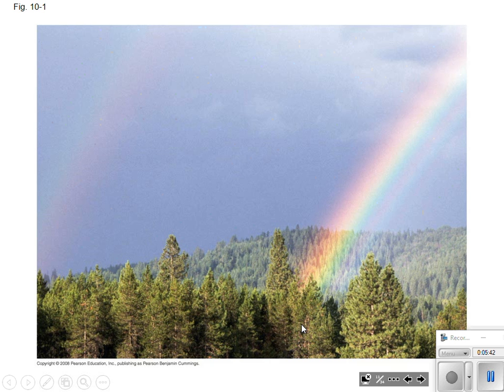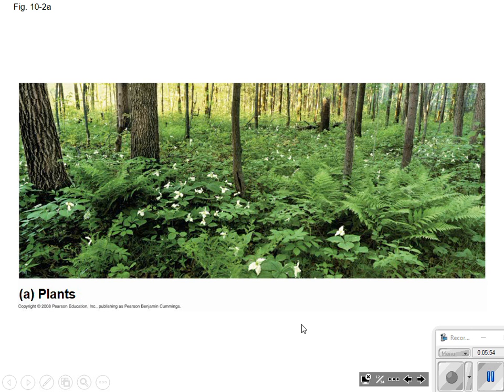Here we go. Look at that. We can see the rainbow there. We can see the light shining down on this forest. Do you suppose there's any photosynthesis going on there? Right here, some plants. They undergo photosynthesis.